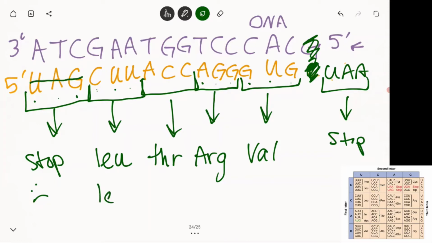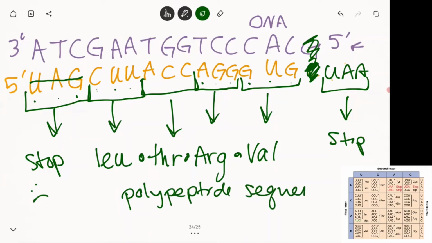But we have leucine, bound to threonine, bound to arginine, bound to valine, and that's our polypeptide sequence. Okay, we could keep going. Usually in most proteins there are thousands of amino acids, but we'll just stop here for example's sake. So first, second, third base, find that combination on our codon chart, and that tells you the sequence of amino acids that go in that protein. And now we've just completed translation. Yay!